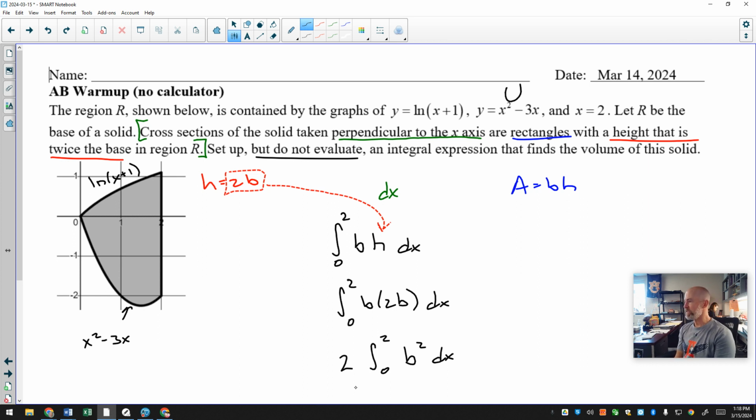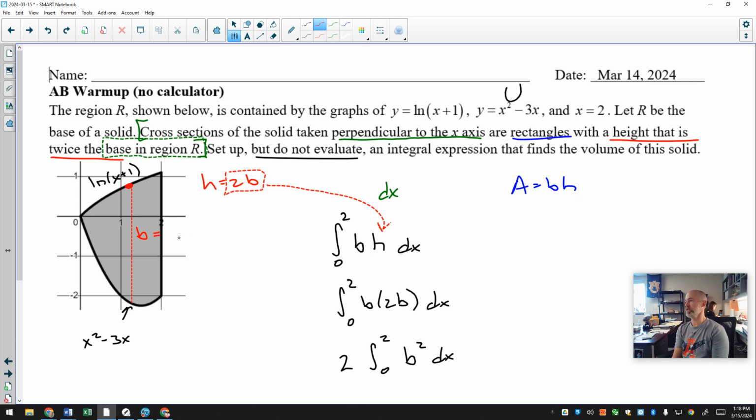But then I need an expression for base. And here's the last piece of information that's crucial. They tell you the base is the dimension that is in the region. So much information out of that one sentence. Basically, the entire setup is from that one sentence. When I draw my cross section perpendicular to the x-axis, the wording tells you that that is the base. So here's the base. And how do I get that dimension?